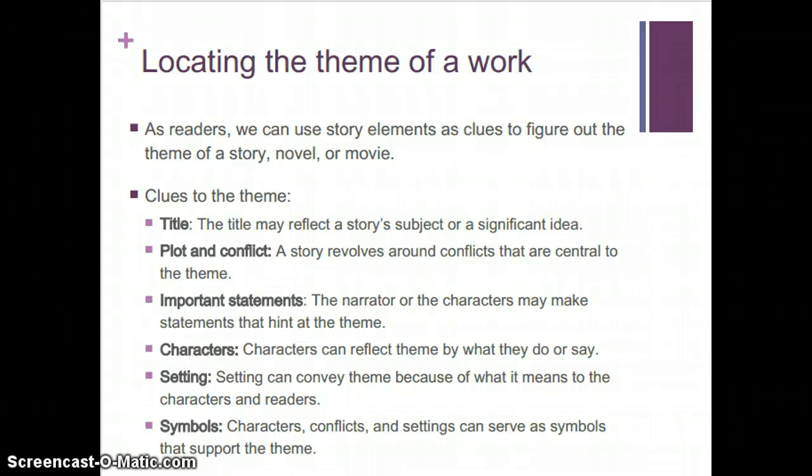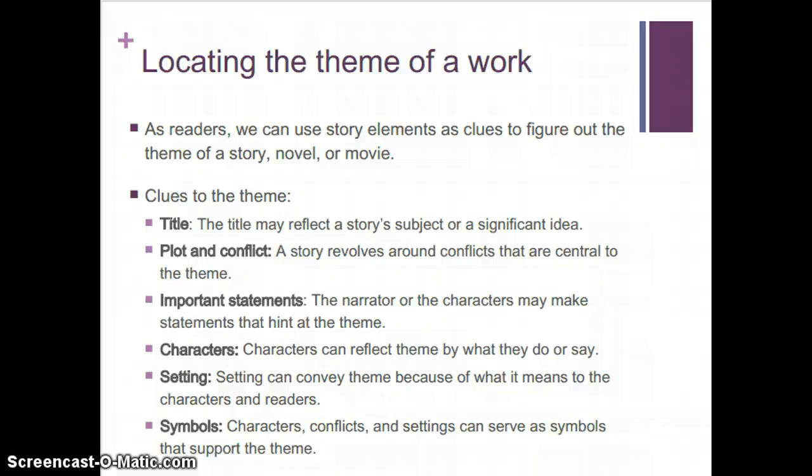As I mentioned before, look at the plot and conflict. The story is bound to revolve around conflicts that are central to the themes. Pay attention to what we consider important statements or quotes by some of the characters. For example, in To Kill a Mockingbird, Atticus Finch's words of wisdom to Scout, or I should say both Scout and Jem, in which he's trying to instill a sort of moral or lesson to further develop their thinking. These would be great places to examine in terms of considering how it ties into a theme. Once again, look at the characters. Not just what they do or what they're like personally, but what they say.